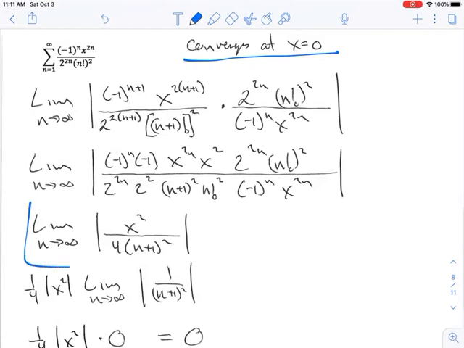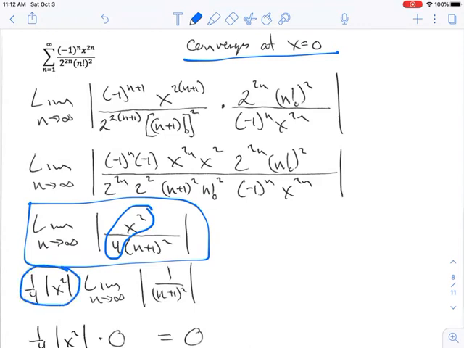But as always, we get down to this point. And so I'm going to remove the x squared and the 4, just leaving in the terms with the n's. So we have 1/4 times the absolute value of x squared times the limit as n approaches infinity, which then this limit is going to be equal to 0. So we have 1/4. I don't need to write that down. It's right here.